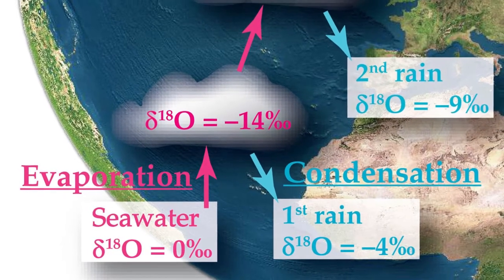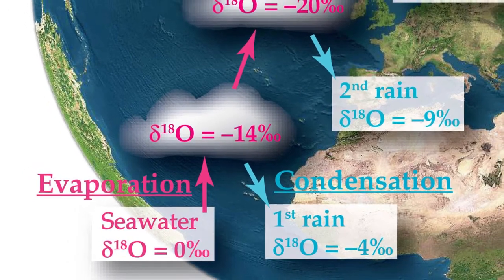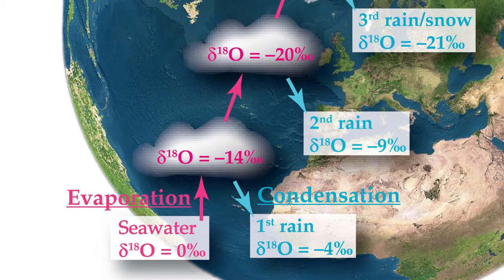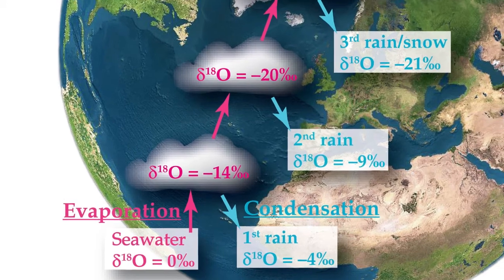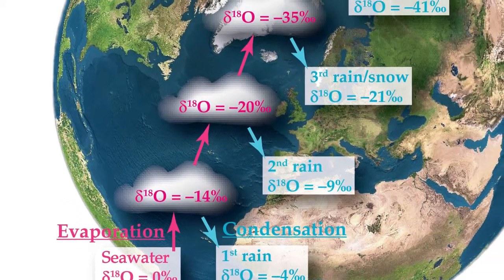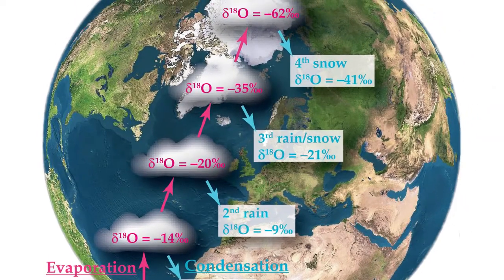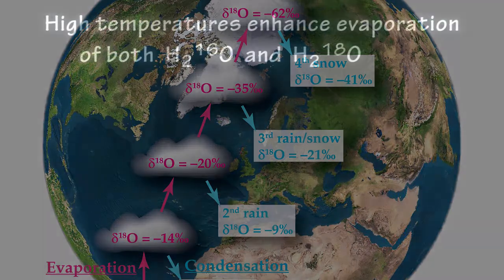As the clouds drift to cooler climates, some of the water precipitates. This rainwater is enriched in the heavy isotope, higher delta O18, and the water vapor that remains in the cloud is further depleted, lower delta O18. Additional precipitation events further deplete the clouds of heavy isotope, until the snow that falls and accumulates near the poles may have a delta O18 of about minus 40 parts per mil.